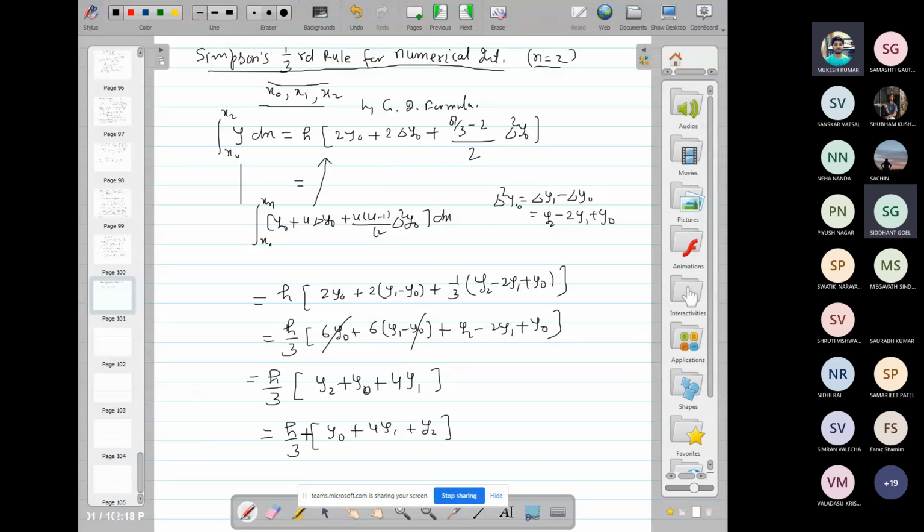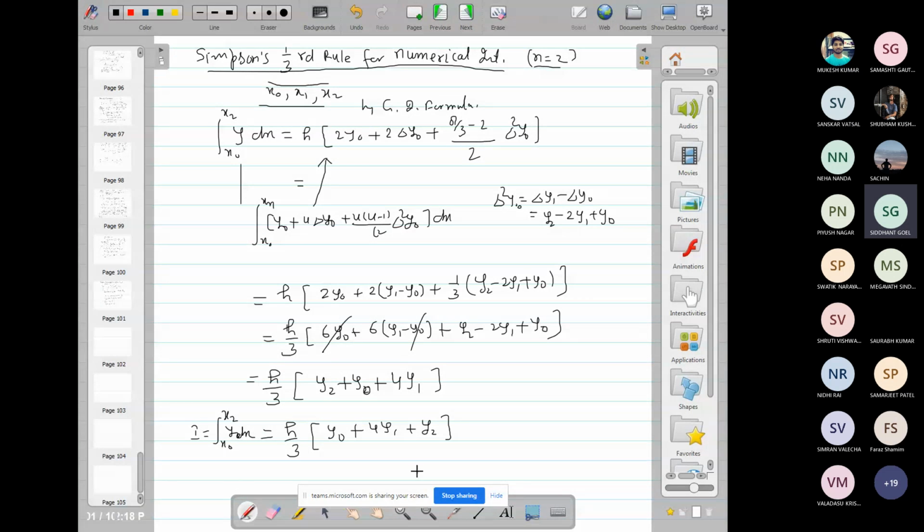So this is Simpson's 1/3 rule. Why 1/3? Here it is h upon 3, so it is known as 1/3. We can generalize this formula. This is for the integral from x0 to x2 of y dx.